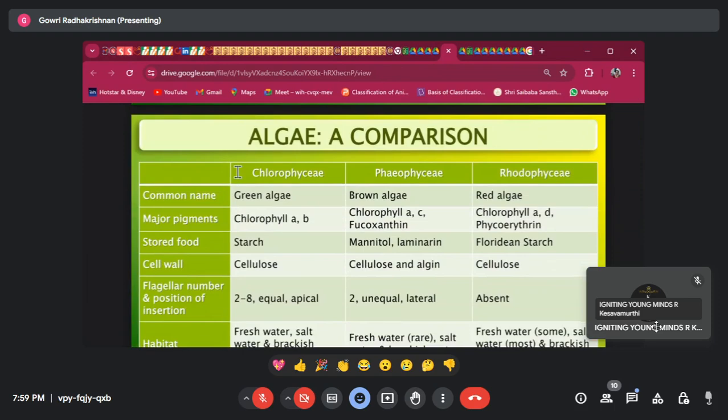Now, a comparison of algae, that is the Chlorophyceae, Phaeophyceae, and Rhodophyceae. The common names are green algae, brown algae, and red algae. Major pigments: chlorophyll a and b in Chlorophyceae, chlorophyll a and c and fucoxanthin in Phaeophyceae, and chlorophyll a and d in Rhodophyceae. So chlorophyll a is present in all the three. Okay, b, c, and d are in Chlorophyceae, Phaeophyceae, and Rhodophyceae respectively. And phycoerythrin is additionally present in Rhodophyceae.